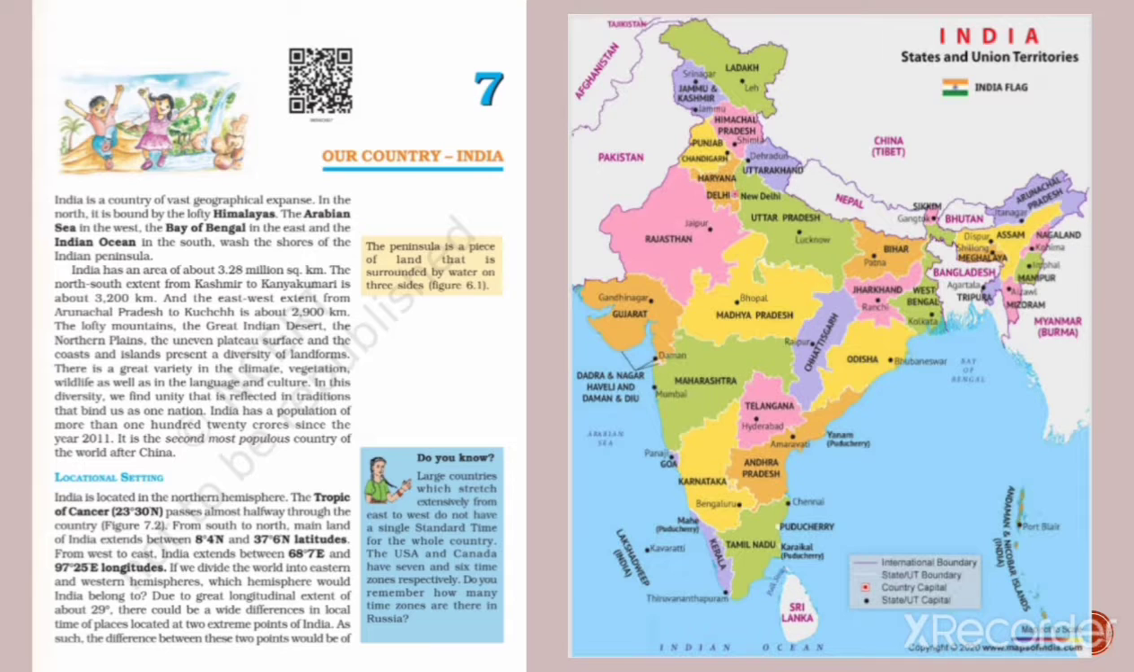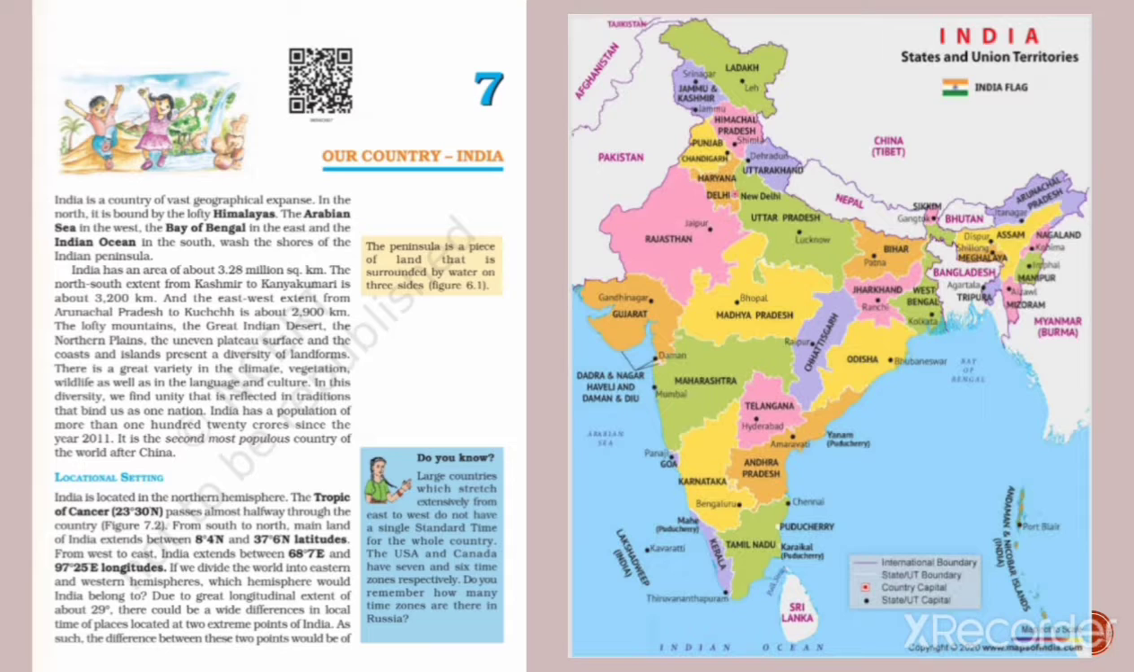India is a peninsular country as it is surrounded by water on three sides. From the global perspective, India falls in the eastern hemisphere and the Tropic of Cancer almost passes through its center. From south to north, it extends from 8 degrees 4 minutes north to 37 degrees 6 minutes north latitude. And from west to east, it extends between 68 degrees 7 minutes east and 97 degrees 25 minutes east longitude.